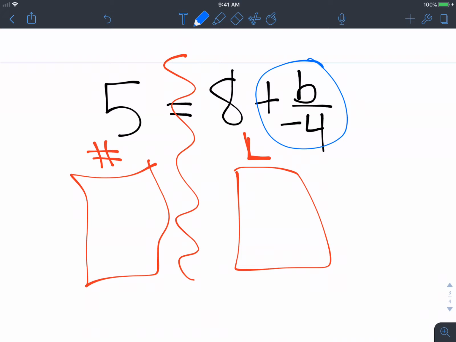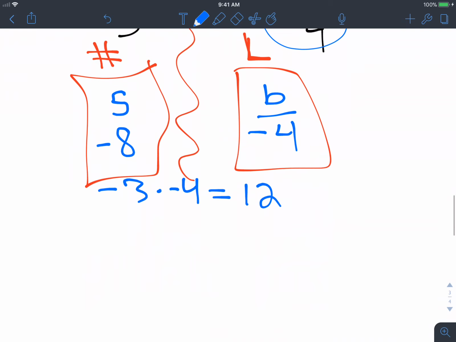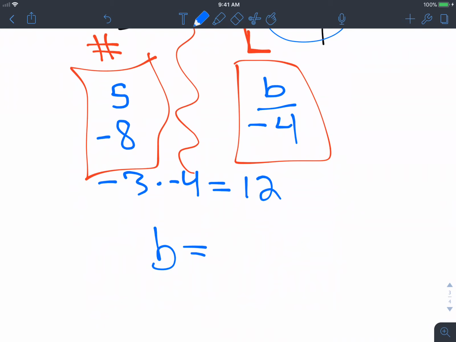So I'm going to drop the b over negative 4 in. I'm going to drop the 5 in. I'm going to switch the 8 over, and because it's a positive, it's going to become a negative. So 5 minus 8 is negative 3, and then I do have to multiply it by negative 4 because it is a divide. So my final answer ends up being 12. b equals 12.